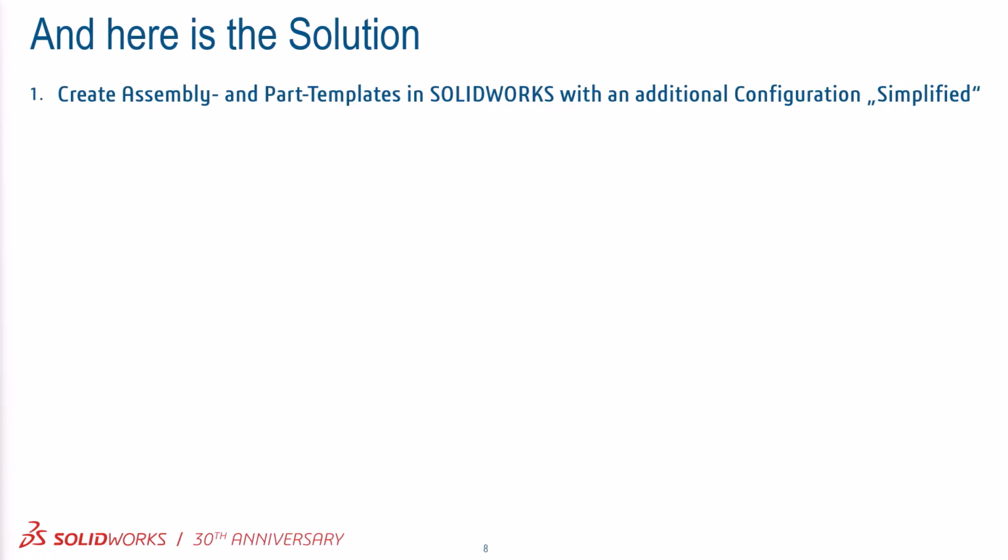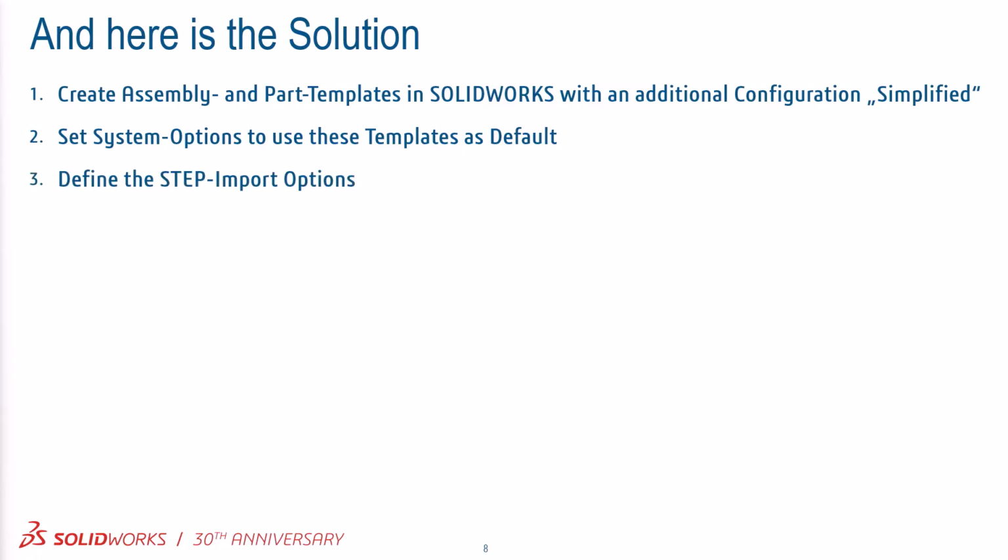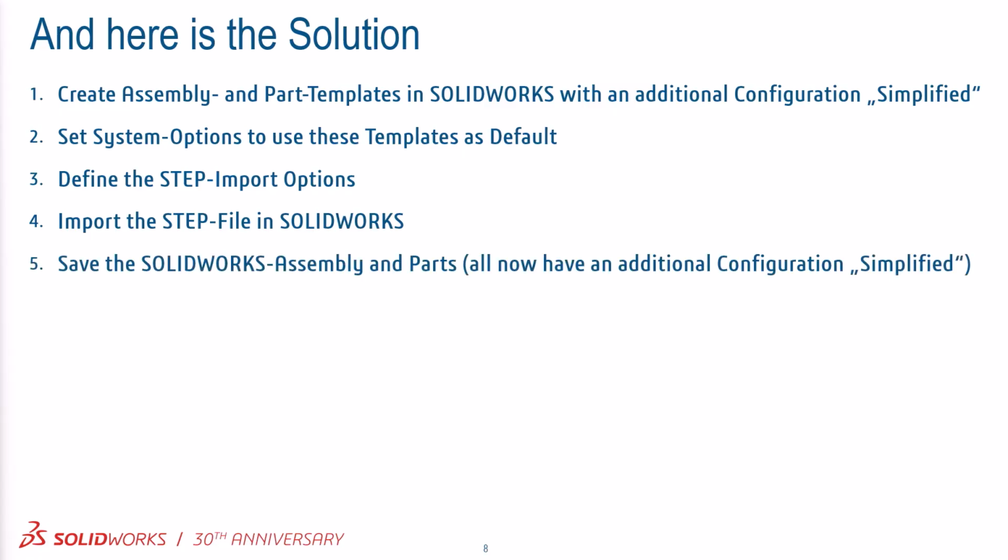Create assembly and part templates in SolidWorks with an additional configuration simplified. Set system options to use these templates as default. Define the STEP import options. Import the STEP file in SolidWorks. Save the SolidWorks assembly and parts. All now have an additional configuration simplified.